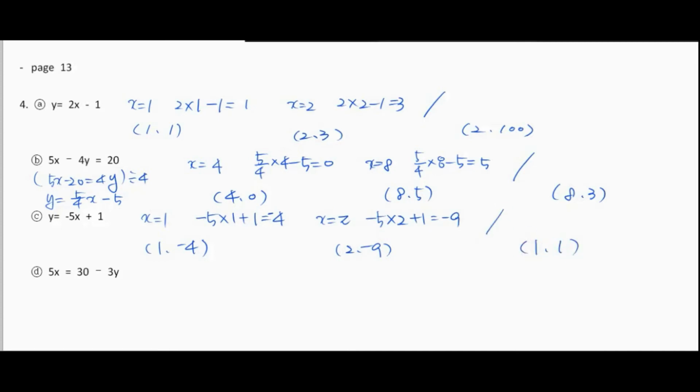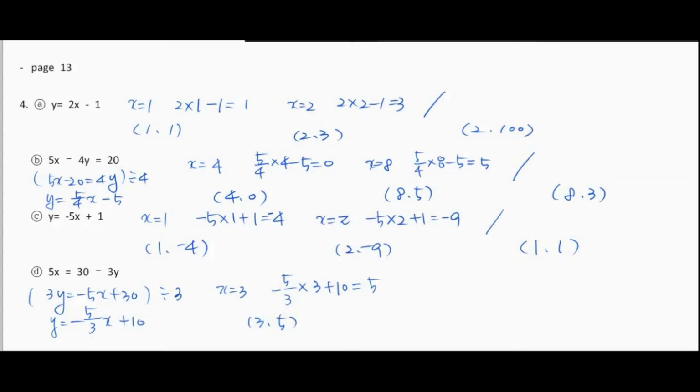And the last one is D. Again, we'll change this y equal 4, so 3y equals minus 5x plus 30. Then dividing both sides by 3, it will be y equals minus 5 over 3 x plus 10. Same as before, I'll put 3 in the x to make it an integer. Then it will be minus 5 plus 10, which will be 5. And then it will be (3, 5).